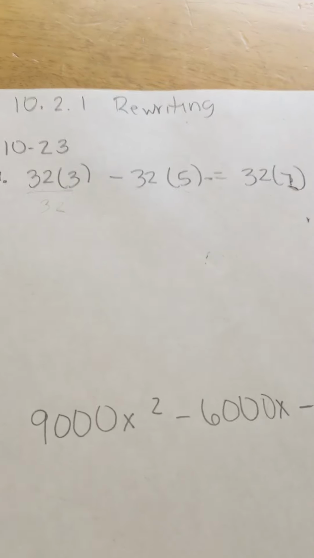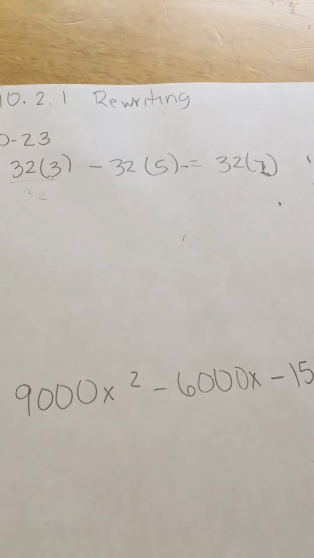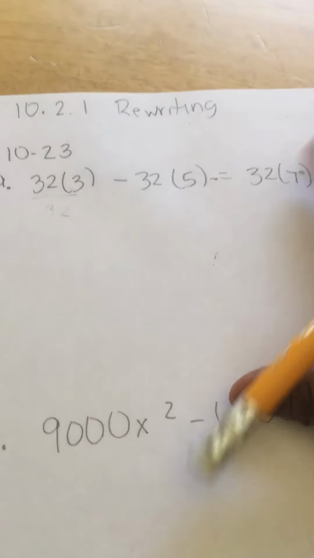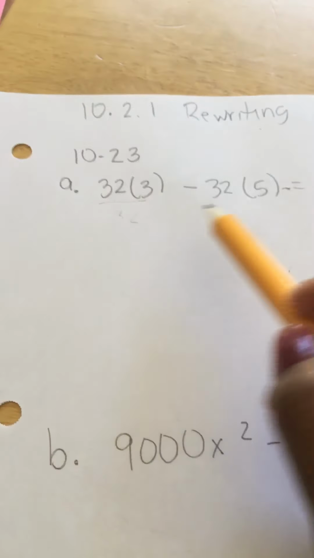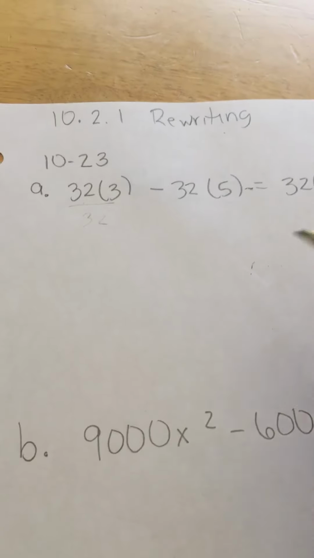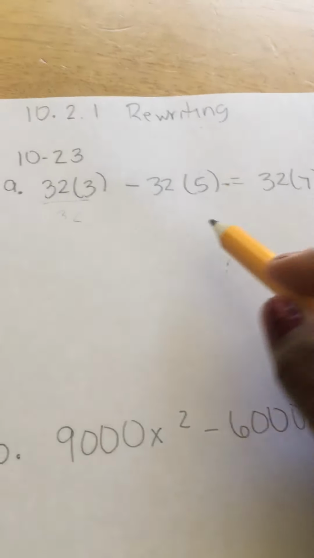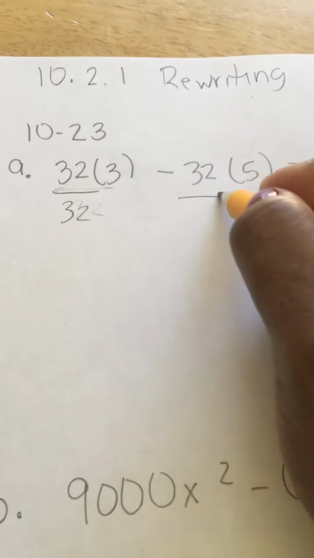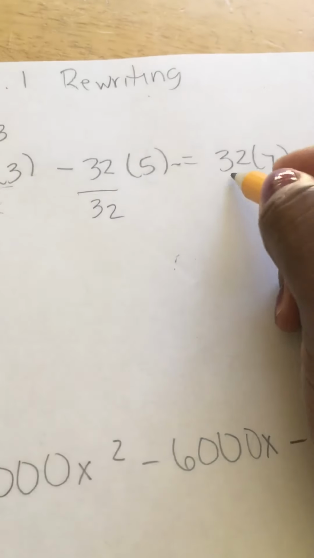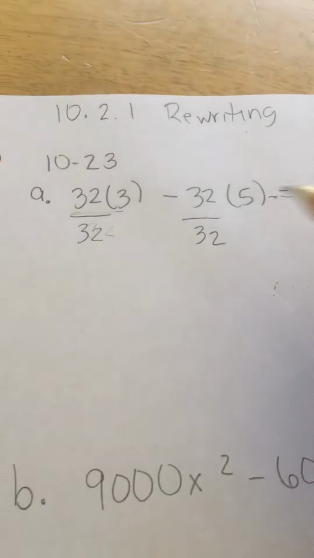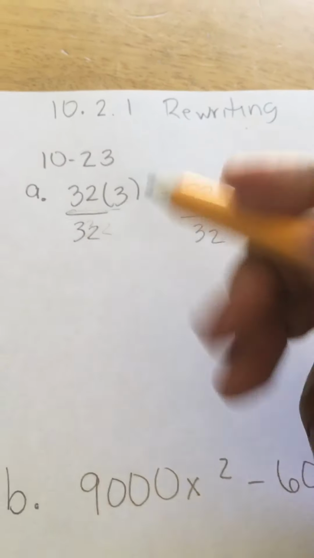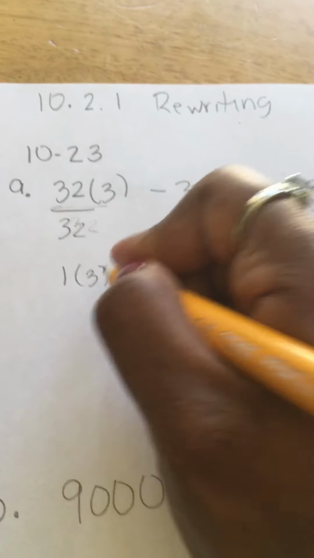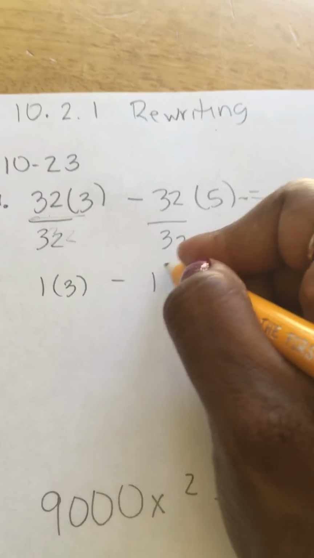Let's get started. Here's 1023 part A. We have 32 times 3 minus 32 times 5 equals 32 times 7. I'm going to divide everything by 32 since they all are being multiplied by 32. All your terms are being multiplied by 32. So we'll divide by 32. When that happens, 32 divided by 32 makes a 1. So we have 1 times 3 minus 1 times 5.